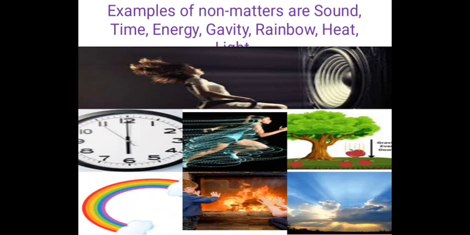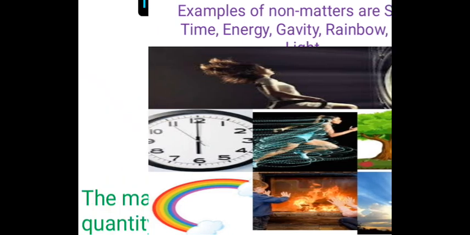Examples of non-matter. Apart from matter, we have substances that are not classified as matter. Examples: sound, time, energy, gravity, rainbow, heat, light. They are not regarded as matter because they do not have mass and do not occupy space.